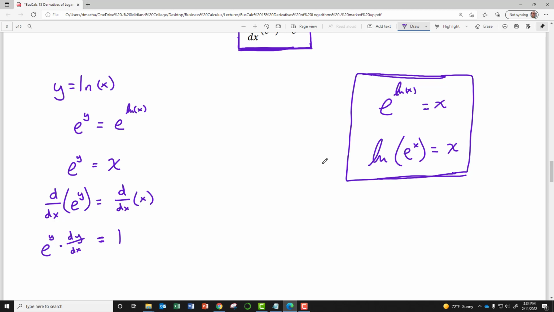Well, now let me take dy dx on the left side and just divide both sides of my equation by e to the power y. So now my right side of my equation looks like 1 over e to the power y.